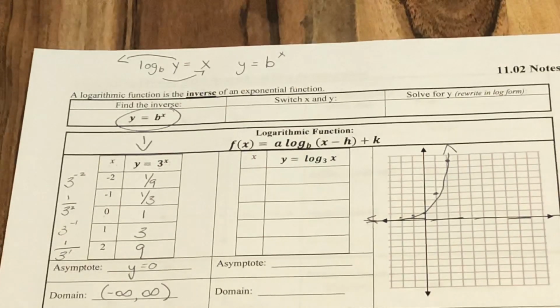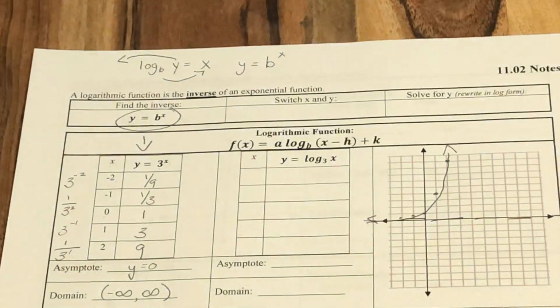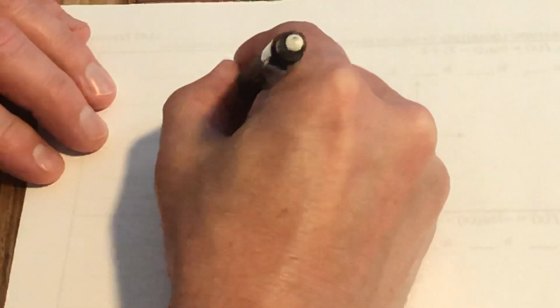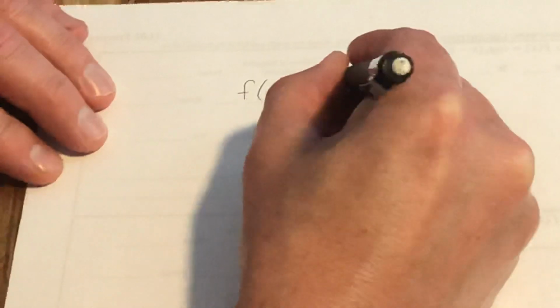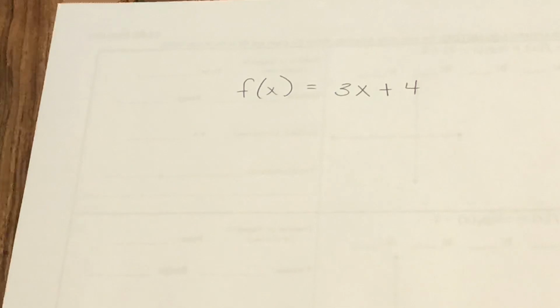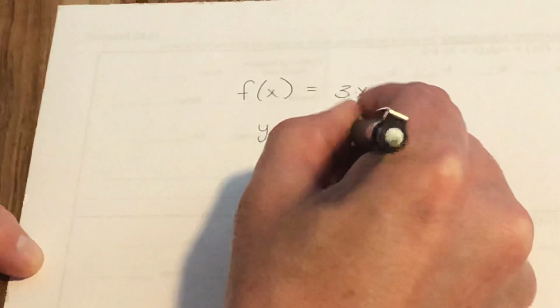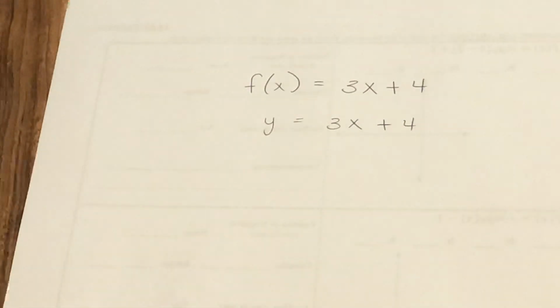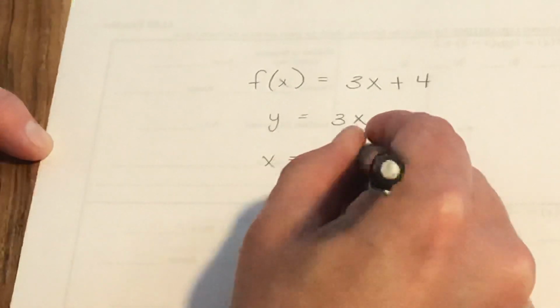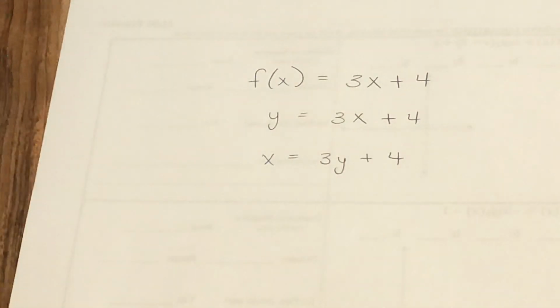So if you don't remember from previously, when we do inverse functions, the first step you would always do is change your f of x to y. So let's just do a baseline function, okay? Let's just say it was 3x plus 4. Remember how we would do this to find an inverse? Well, first thing you do is you change f of x to y. Right? Then you change your x and y's places. And then you solve for y.